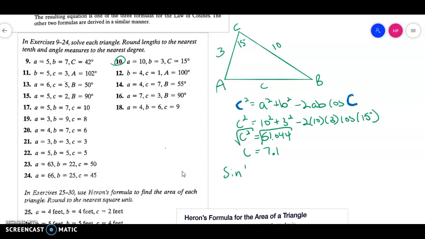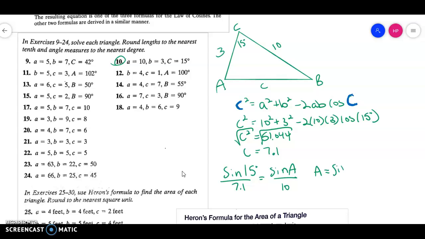So I know that the sine of 15 degrees corresponds with my 7.1, and then I can figure out one of my other angles, say the sine of angle A divided by side A, which is 10, or I could have done the sine of B over 3, because I know that that's the length. So I have to cross multiply. 10 gets multiplied by the sine of 15, and then I'm going to have to leave that 7.1 equal to the sine of A.